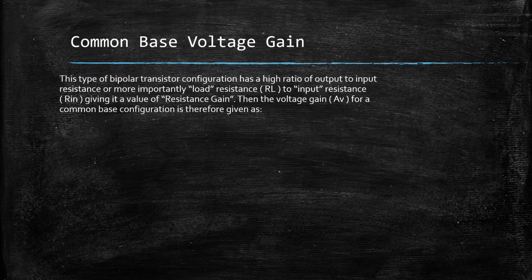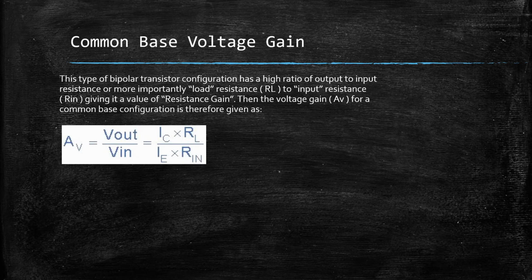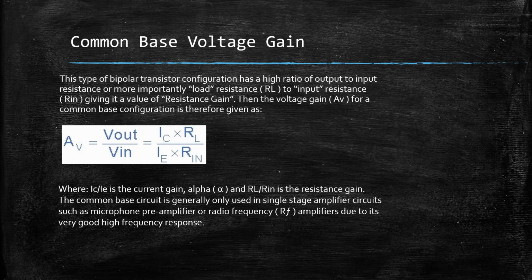This type of bipolar transistor configuration has a high ratio of output to input resistance, or more importantly load resistance, RL, to input resistance, Rin, giving it a value of resistance gain. Then the voltage gain, AV, for a common base configuration is given as AV equals Vout over Vin, equals IC times RL over IE times Rin, where IC over IE is the current gain, alpha, and RL over Rin is the resistance gain.